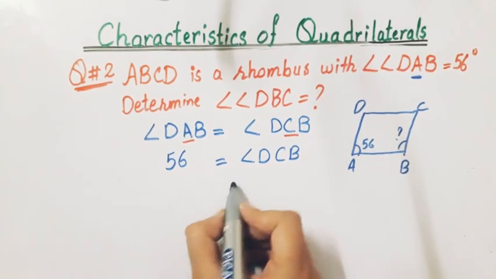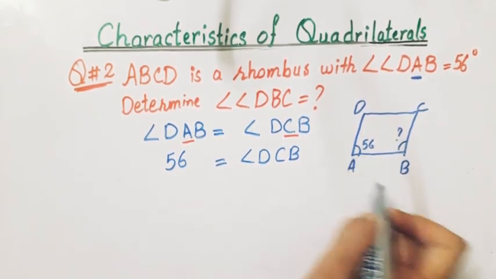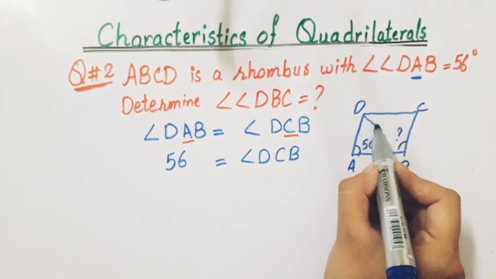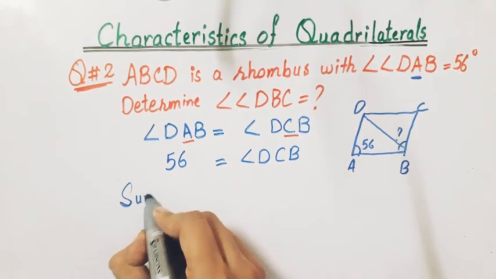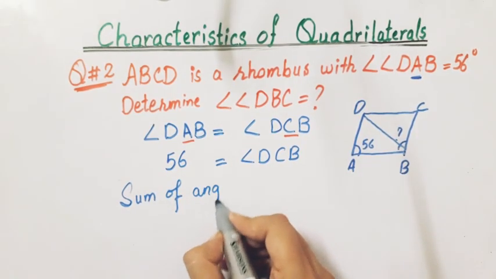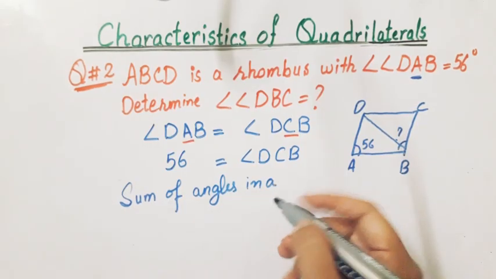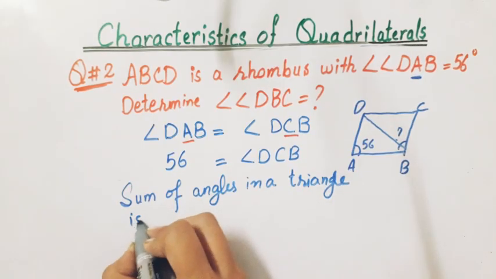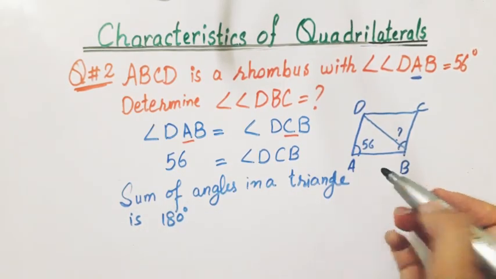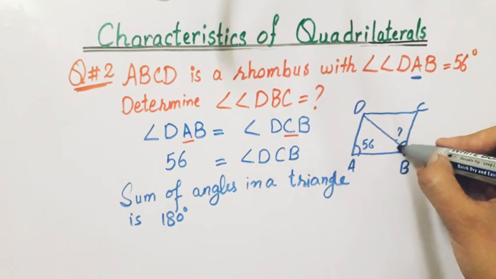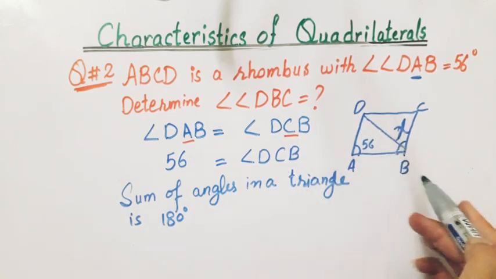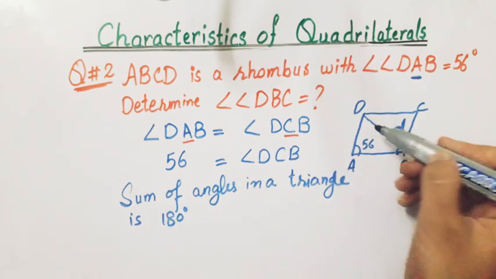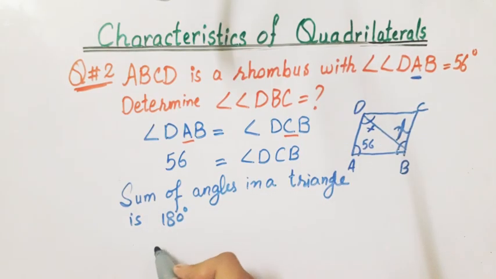Now the next step is, if we draw a triangle, if we join this diagonal, you know the sum of angles in a triangle is 180 degrees. So according to this, you have to find the angle on B. If you name this angle as X, then this angle is also X.